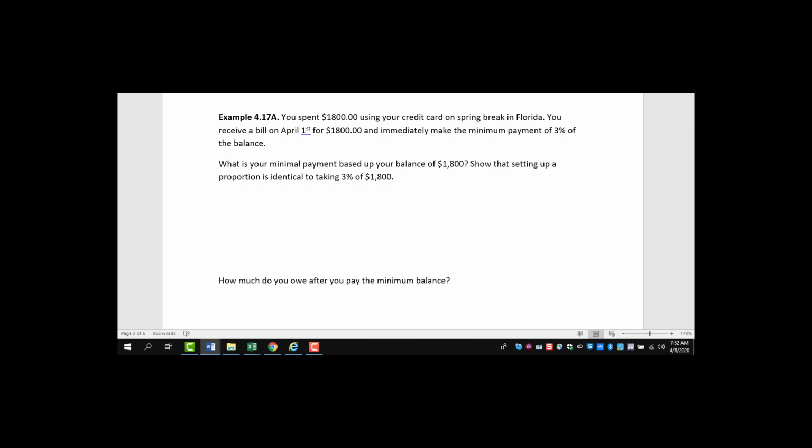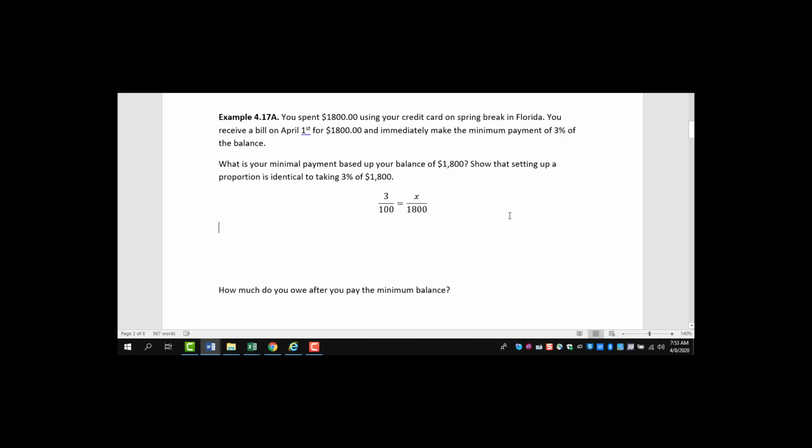You pause it and I'm going to put it up. So there's your first ratio, 3 out of 100, because you are paying 3% of your balance. So that's 3 out of 100. And what goes over here? Well, you don't know how much you're paying, but you're paying an equal amount of 3 out of 100. So that's some number out of 1,800.